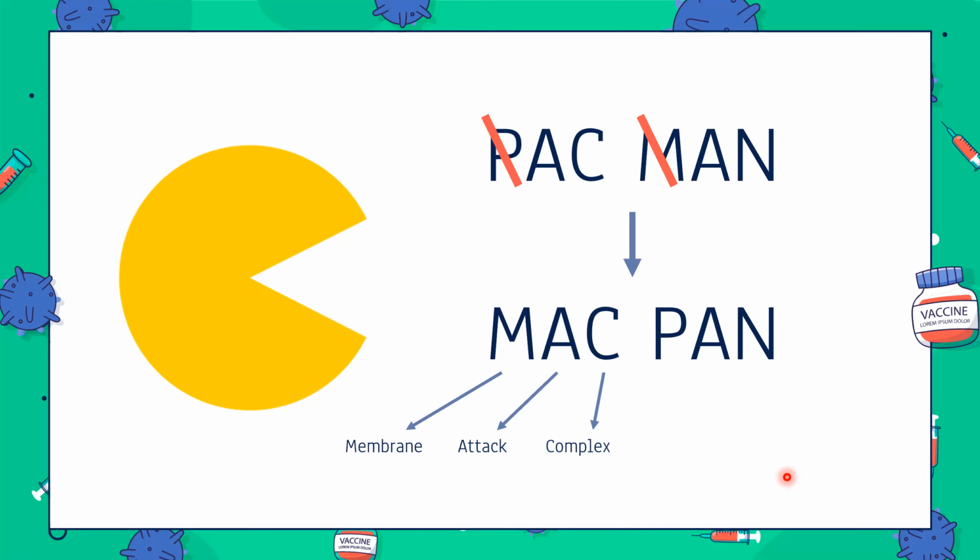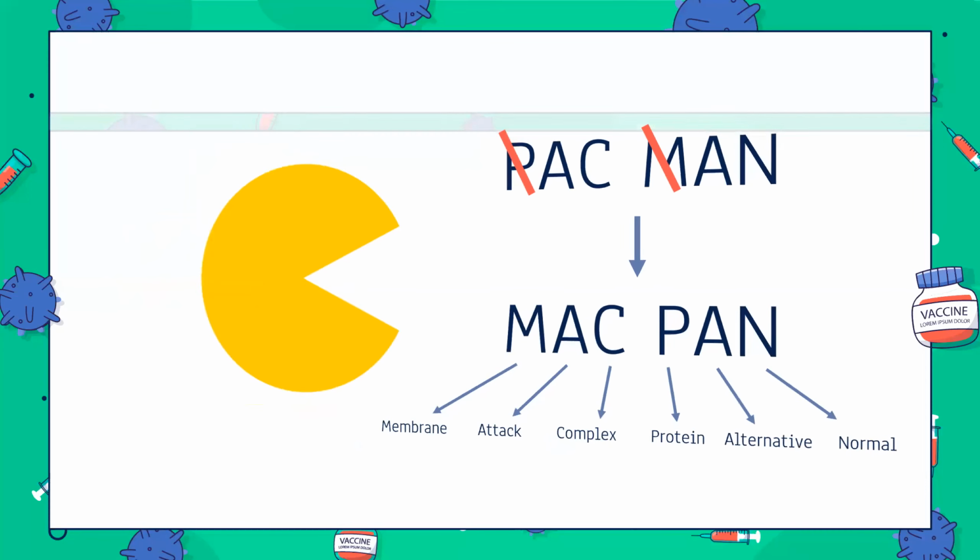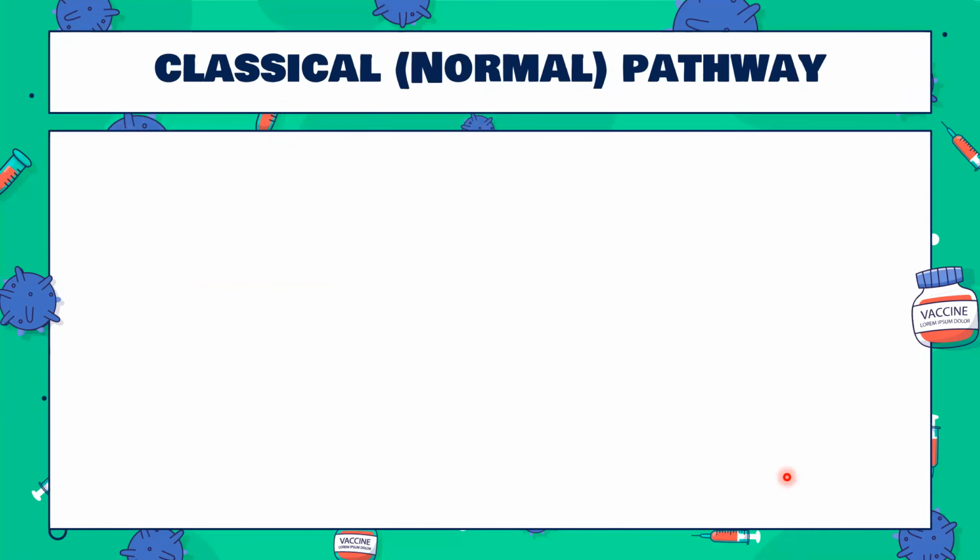All right, perfect. Okay. So this membrane attack complex is going to be reached through one of three pathways, either going to be triggered by a protein, an alternative pathway, or a normal pathway. Now, those aren't exactly what they're called, but it's just a way for you to remember the overall picture. Now, let's get started.